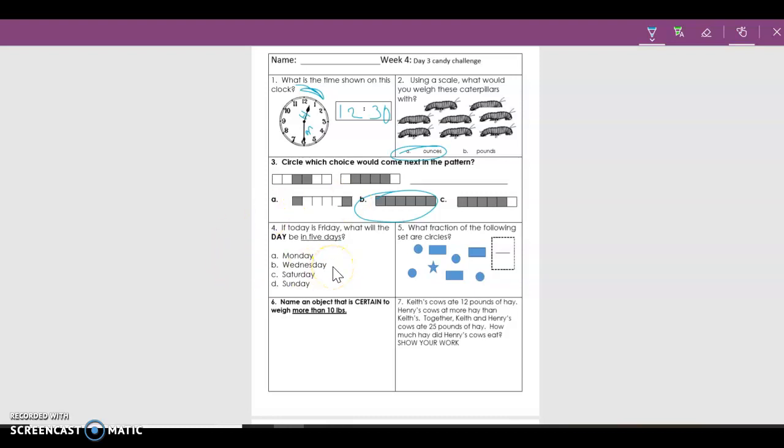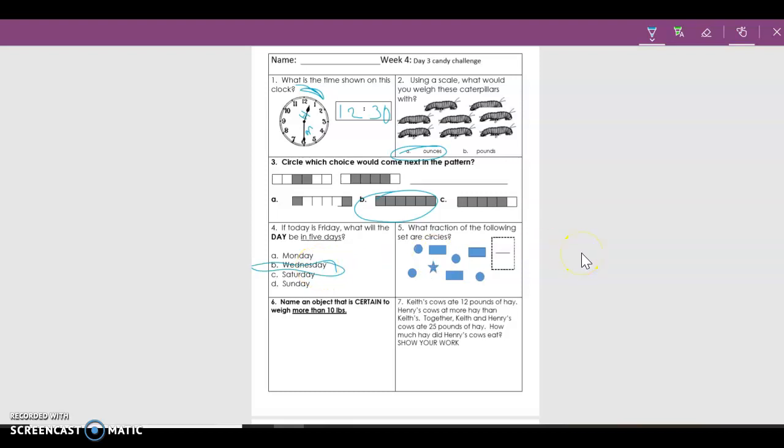Number 4, if today is Friday, what will the day be in 5 days? So we know that the days are a pattern. So we have Friday. If we keep counting, we go Saturday, Sunday, Monday, Tuesday, Wednesday. So in 5 days, it would be Wednesday.